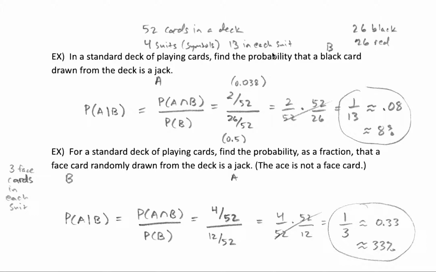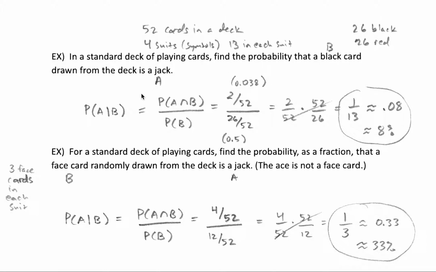So again, what's our initial condition? We drew a black card. Based on the fact that we drew a black card, how many are possible that they are a jack? Well, let's think about how many black cards we have. We have 26 black cards. Of those, how many are black jacks? Well, there's a jack in each suit, but there's only 2 black suits. So there's only 2 jacks out of 26 black cards. And so we could say 2 out of 26 and reduce that to 1 over 13. And that should make sense because out of 13 cards in each suit, 1 of them is a jack.